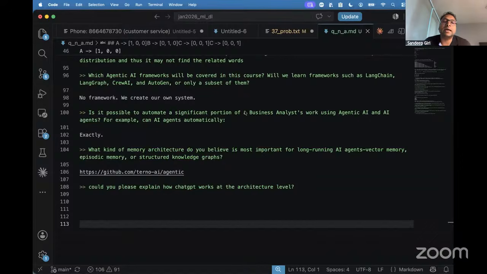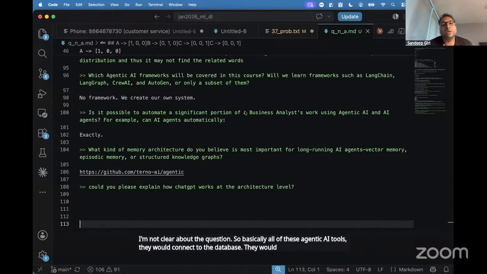A question is, are Snowflake using database MySQL in agentic AI systems, right? I'm not clear about the question. So basically, agentic AI tools, they would connect to the database. They would have to connect to the database and so on. So take a look at the Turno AI, the way it works.